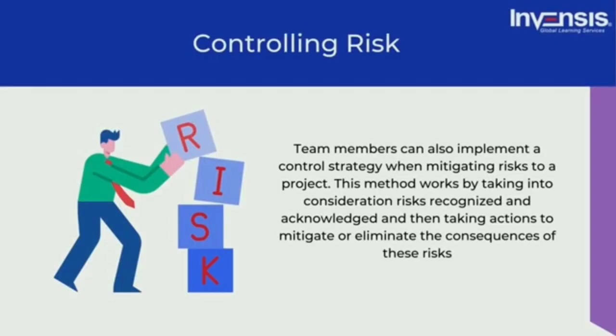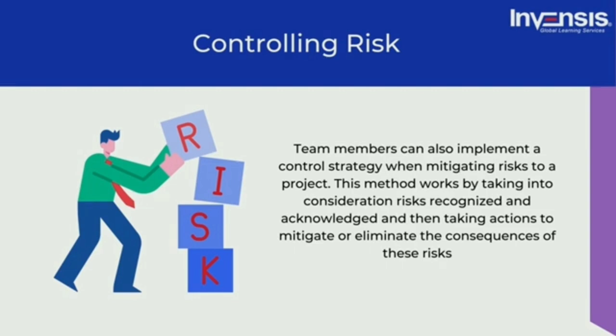The third risk mitigation strategy is controlling risk. Team members can also implement a control strategy when mitigating risks to a project. This method works by taking into consideration risks recognized and acknowledged and then taking actions to mitigate or eliminate the consequences of these risks.